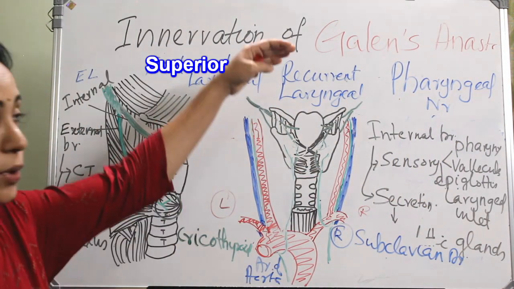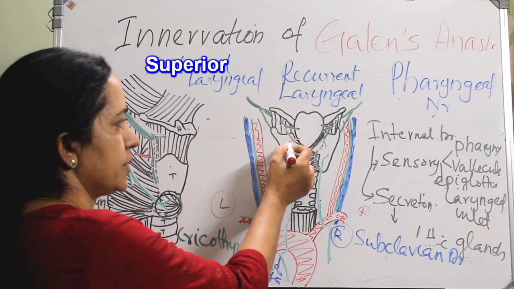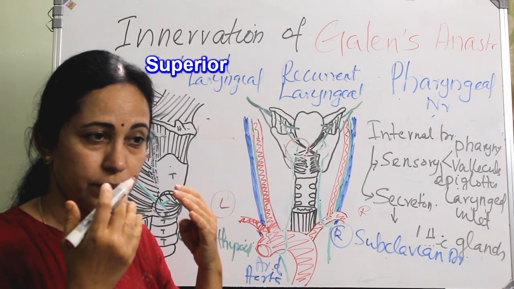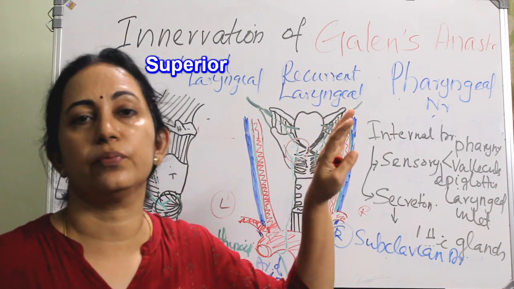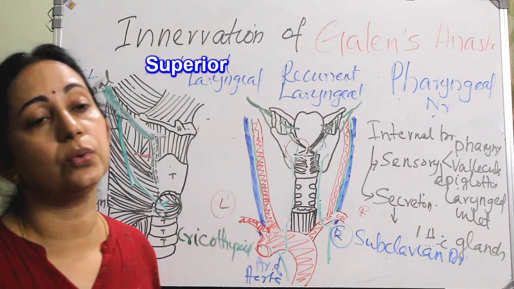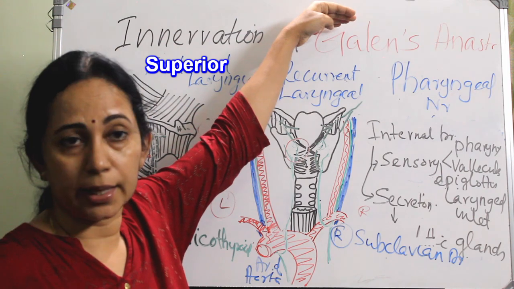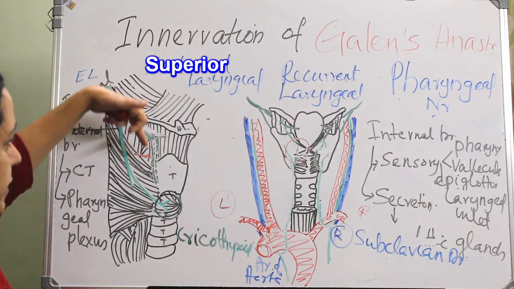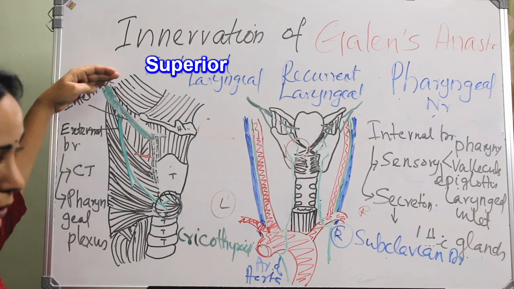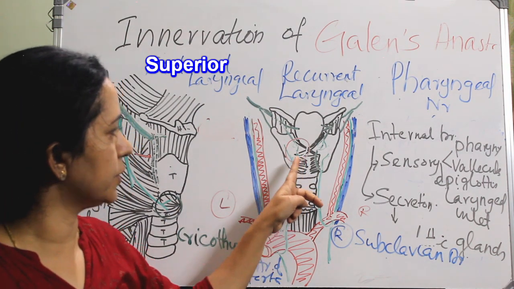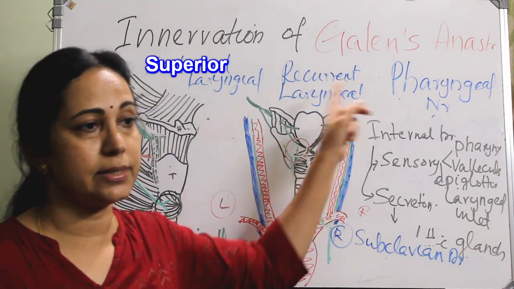Okay, and this is important from the anesthesia point of view. Galen's anastomosis. Once you anesthetize this Galen's anastomosis, complete anesthesia of the larynx, both above and below the level of the vocal cords, can be obtained. So that is the clinical importance of Galen's anastomosis. That is the descending branch of the internal branch of the superior laryngeal nerve and the posterior branch of the recurrent laryngeal nerve inside the larynx. That is Galen's anastomosis.